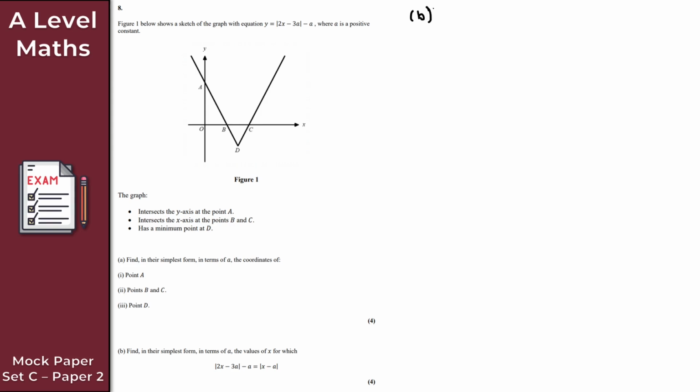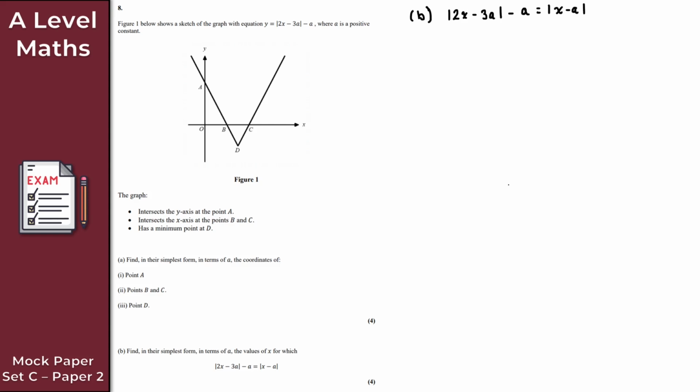So for part B then, what do we want to do here? We want to find, in their simplest form, in terms of a, the values of x for which we're given the following modulus equation here. So let me just start by writing down this modulus equation. We've got the modulus of 2x minus 3a, minus a, is equal to the modulus of x minus a.